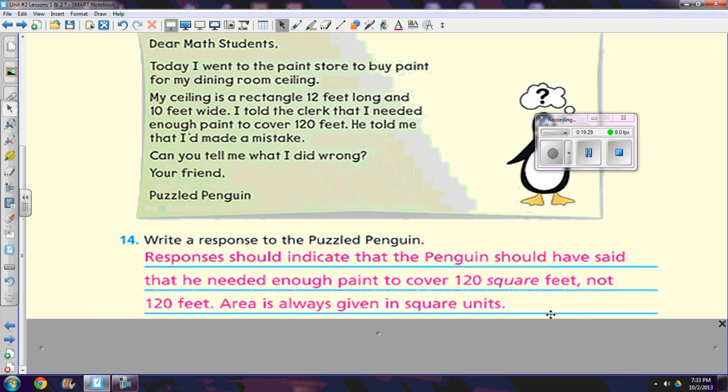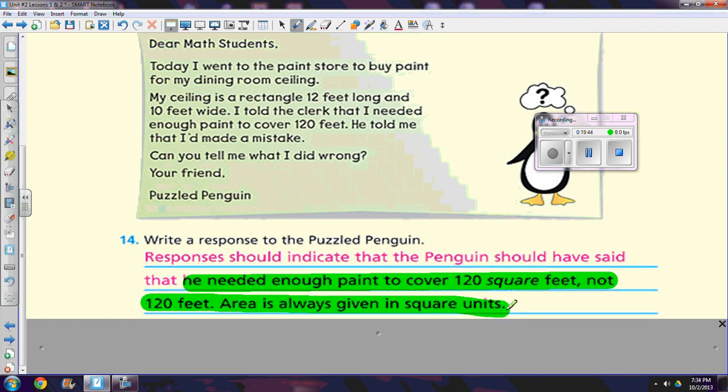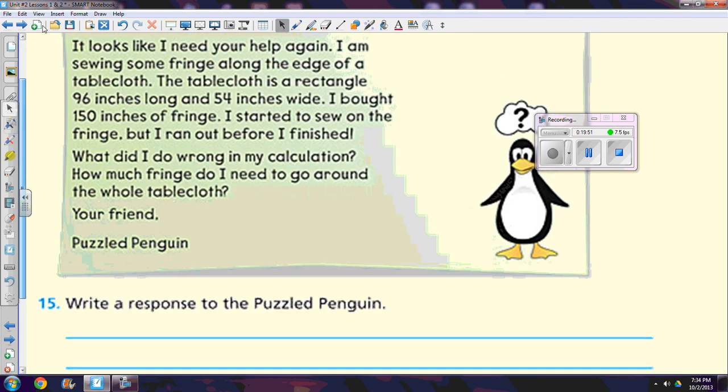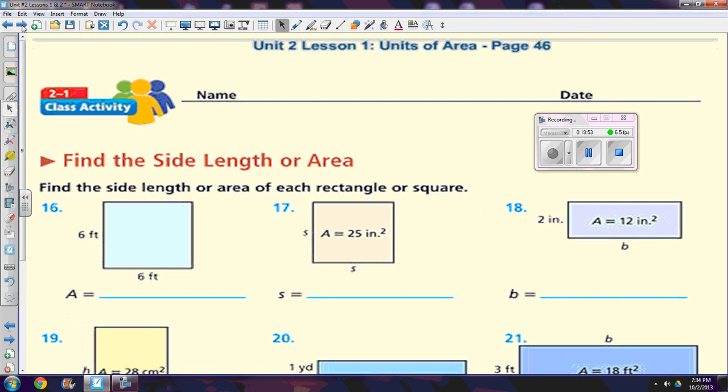So for number 14, go ahead and jot down basically he needed enough paint to cover 120 square feet, not 120 feet. Area is always given in square units. We're going to skip over 15 and move right into problem number 16, excuse me, on page 46.